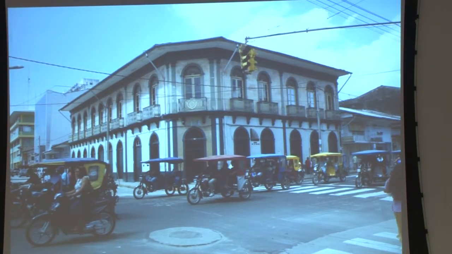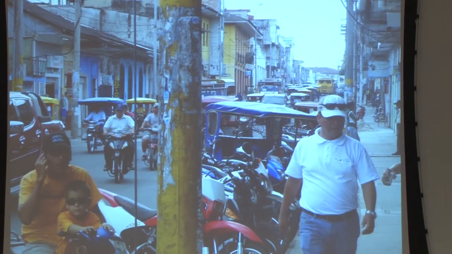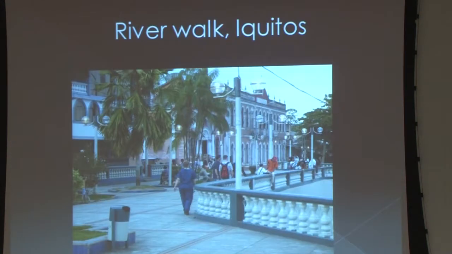So this is, again, typical street traffic. This is how you park. And you can see it's a pretty dense city. There are 600,000 people on this little island. This is the river walk. There's a couple of museums, lots of shops, a lot of nighttime activity.